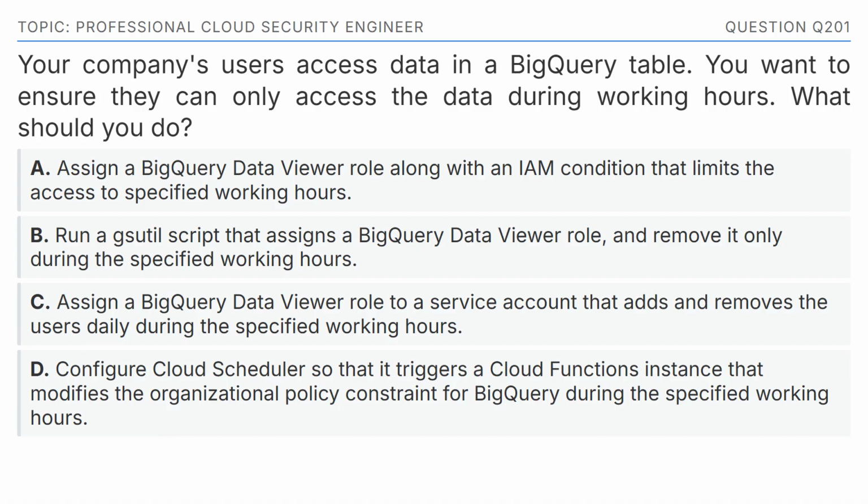Option B. Run a subtle script that assigns a BigQuery data viewer role and remove it only during the specified working hours. Option C. Assign a BigQuery data viewer role to a service account that adds and removes the users daily during the specified working hours. Option D. Configure Cloud Scheduler so that it triggers a Cloud Functions instance that modifies the organizational policy constraint for BigQuery during the specified working hours.